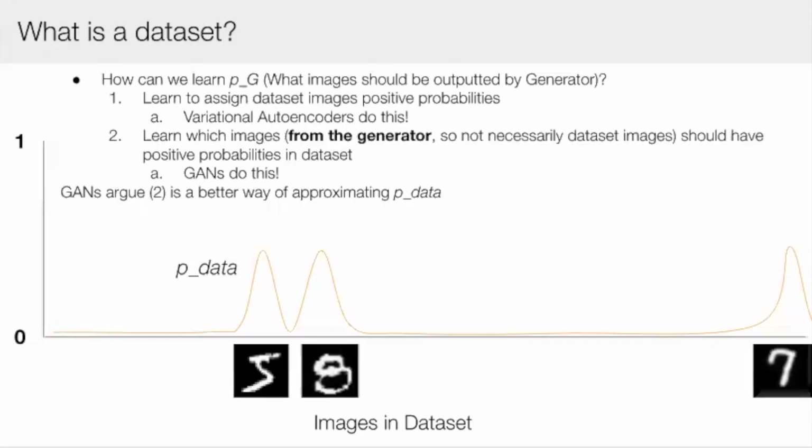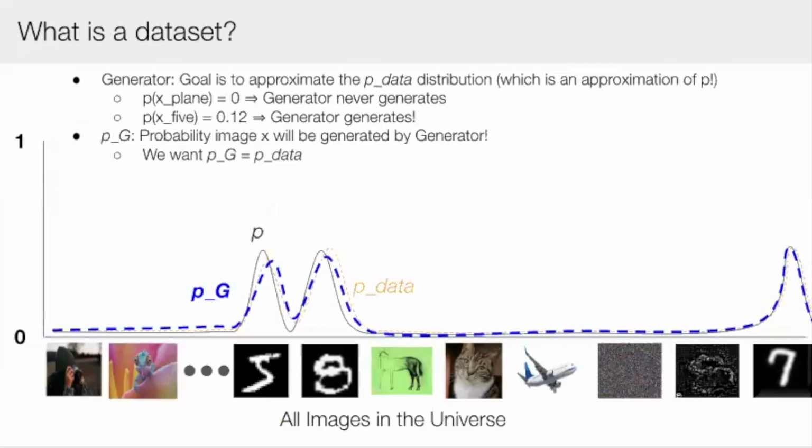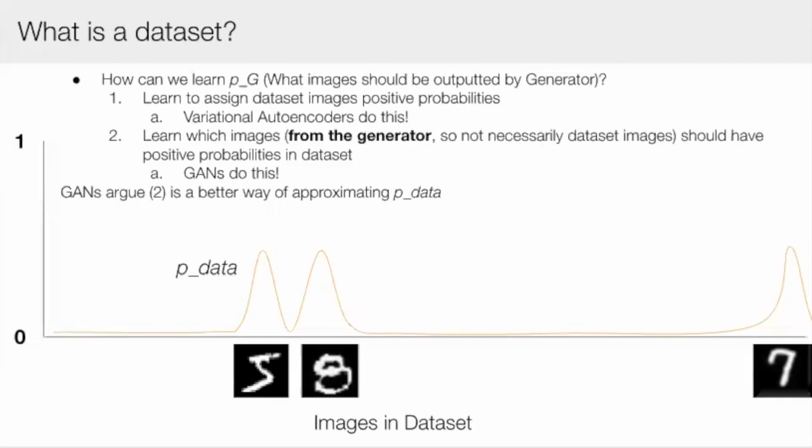One way is taking a look at P data and just doing your best to match it. So almost like a standard supervised learning problem, where you look at P of data, see where all the spikes are, and try to have your generator have spikes in the same places. And that's intuitively what a variational autoencoder does.